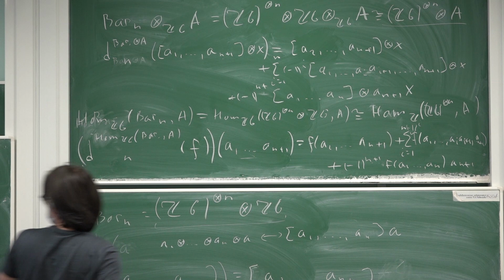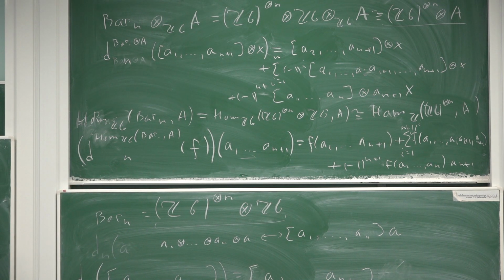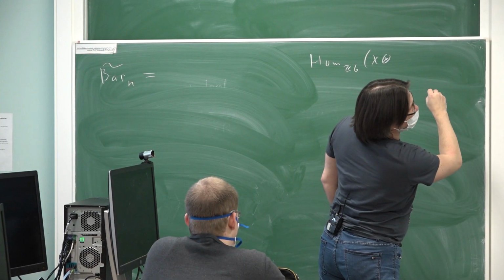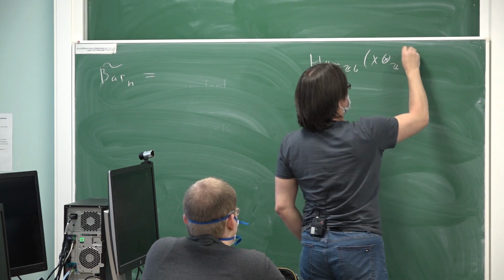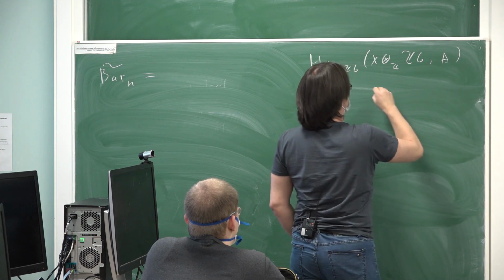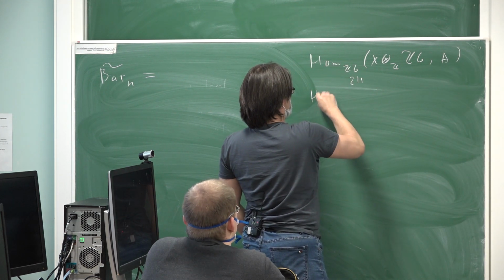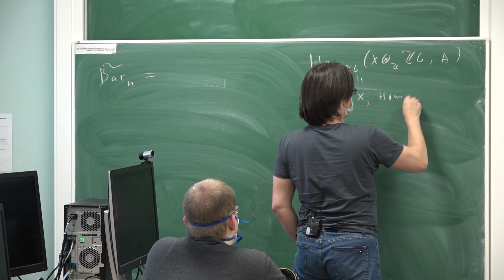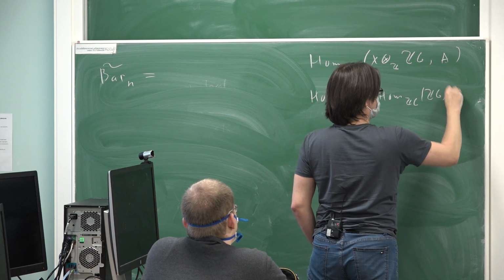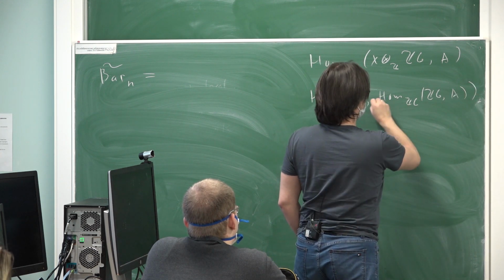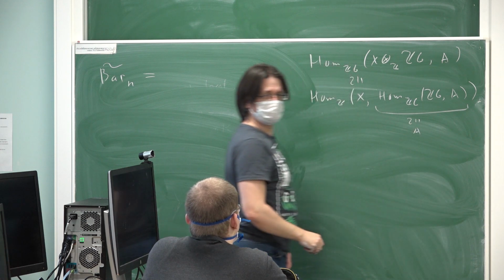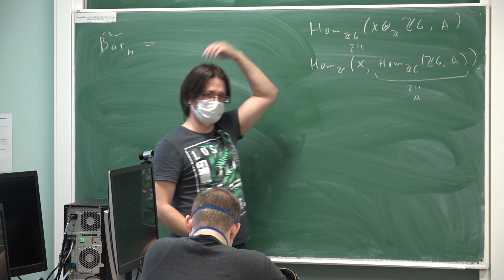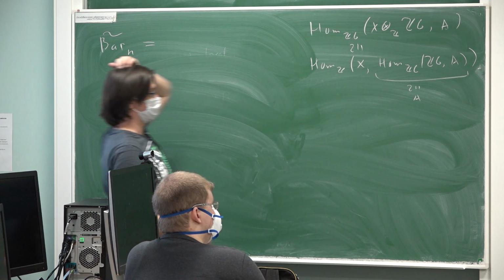It follows from the conjugation. Hom over ZG of ZG tensor over Z with A is isomorphic to Hom over Z from ZG to A, and this part is isomorphic to A. And this isomorphism is the conjugation between tensor and Hom functors.